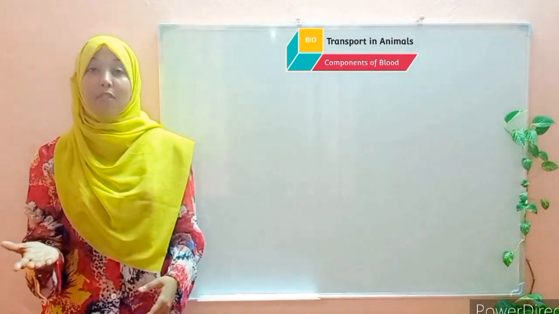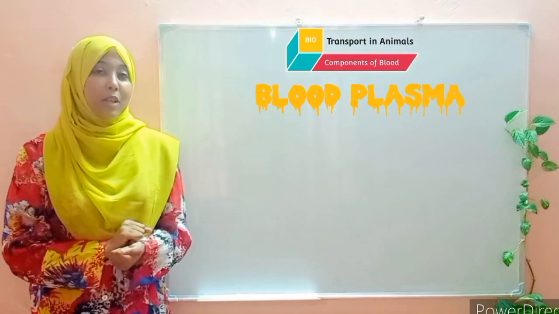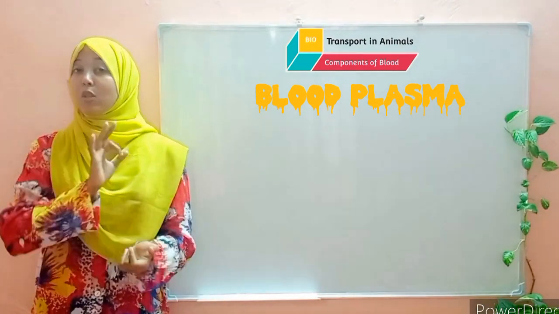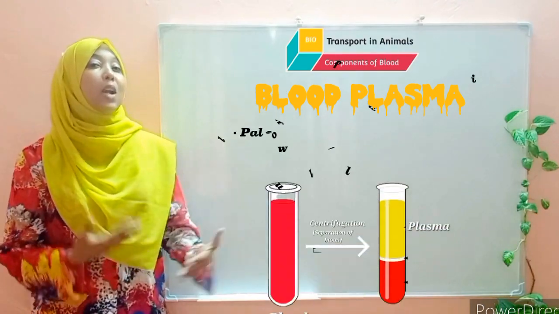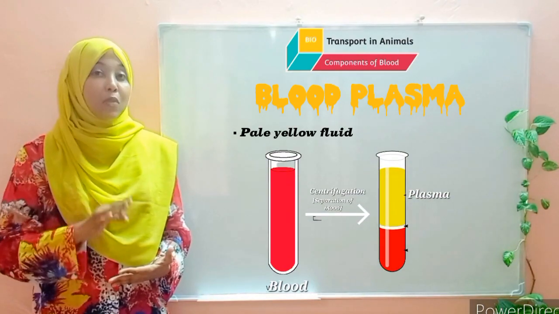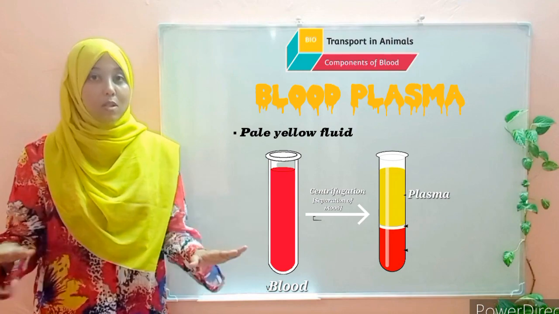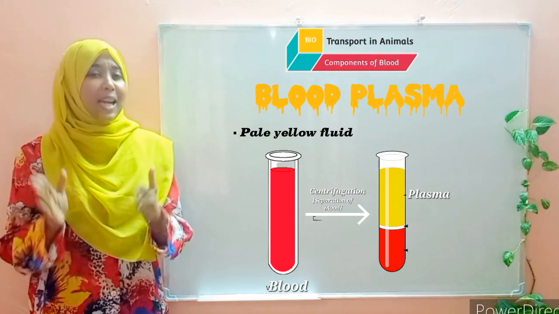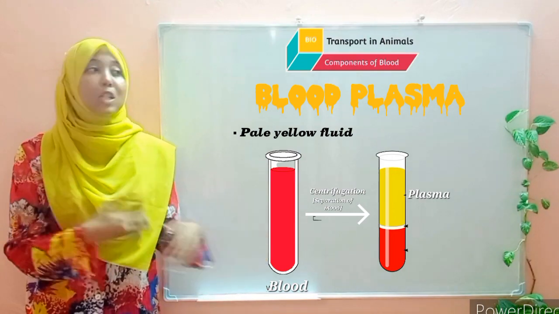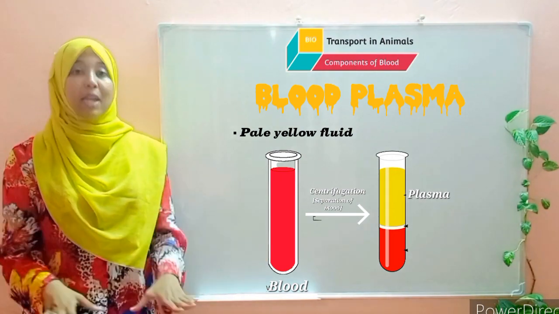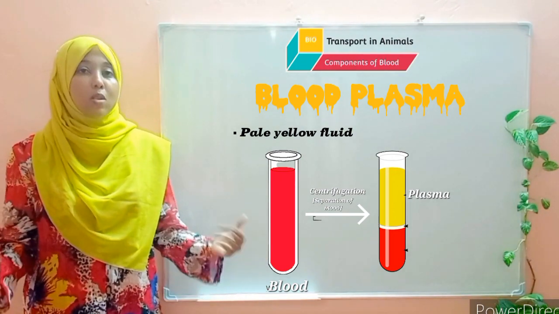Let us start with the first component, the plasma. So what is the plasma? Now, the plasma is the main component of blood. It's a pale yellow fluid. 90% of the plasma is simply water. Just hit that. 90% of the plasma is water, and the plasma is the main component of blood. So essentially, this means that the main component of blood is just water.